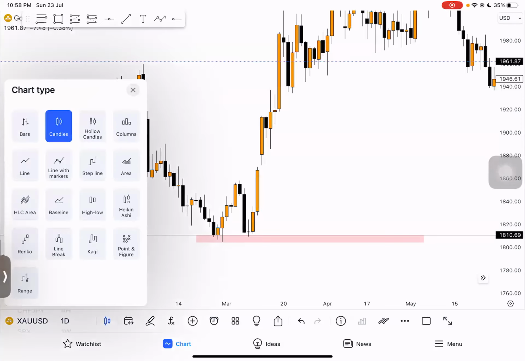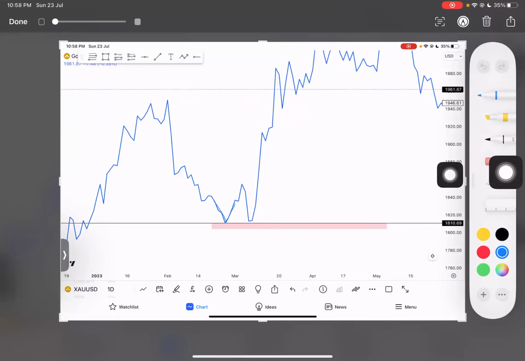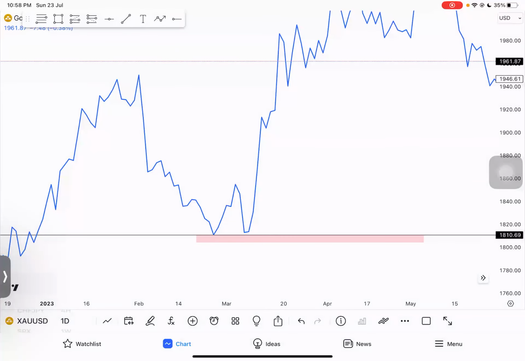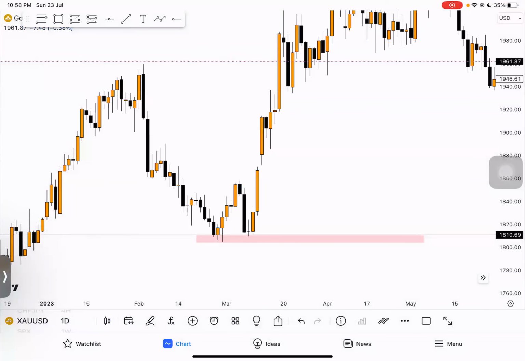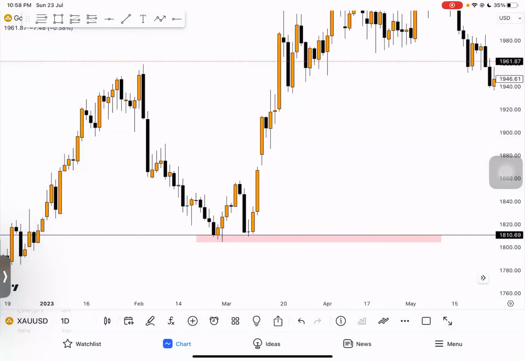Or you can change to a line chart, which is easier for you. Just take the angle, the V. You just mark this one as a line and draw the zone until the wick, until the lowest, which is somewhere around here. Okay, this is for support.